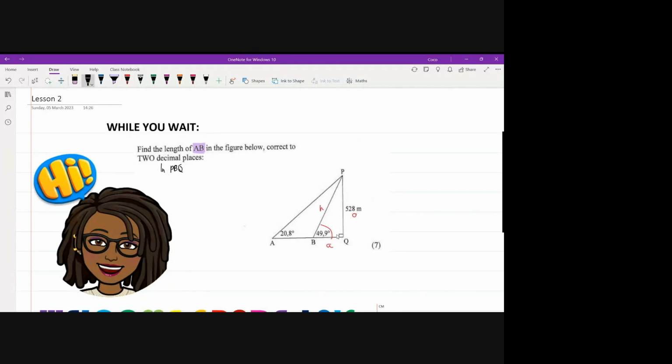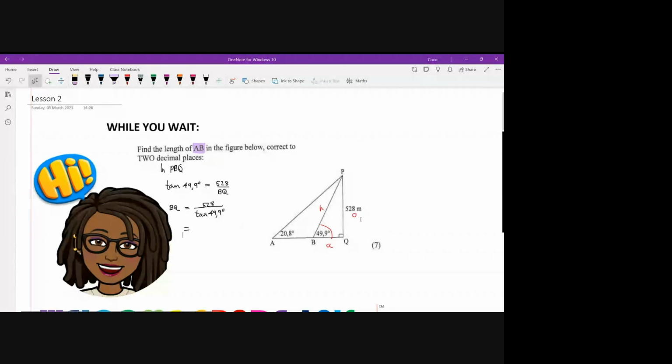I have my opposite and my angle, and I want my adjacent. So I'm going to use tan because of opposite and adjacent. So tan of the angle, 49,9 degrees, is equal to 528 over BQ, right? And then we're going to cross multiply. So BQ is equal to 528 over tan of 49,9 degrees, right?